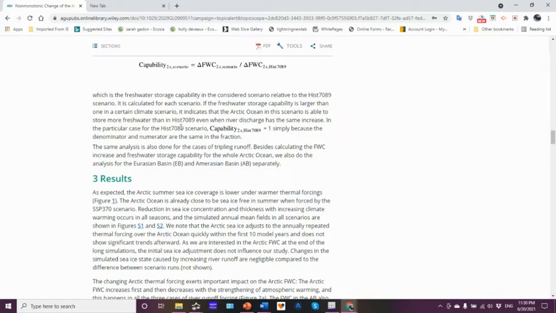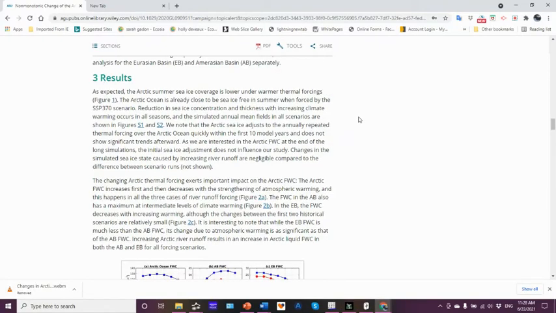In the particular case of the 70-89 time period, capability is equal to 1 because the denominator and numerator are the same in a fraction. They use the same analysis in the cases of tripling the runoff, and so on. So basically, as we'll see later on, they have river runoff based on current levels, that's 1x. And then they say, well, maybe the river runoff will increase because of melting snow, maybe melting alpine glacier. So will it double? Will it triple? So they examine that.